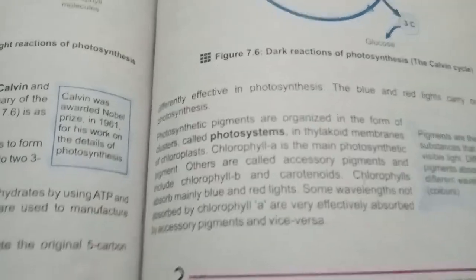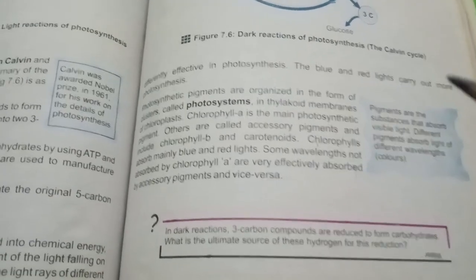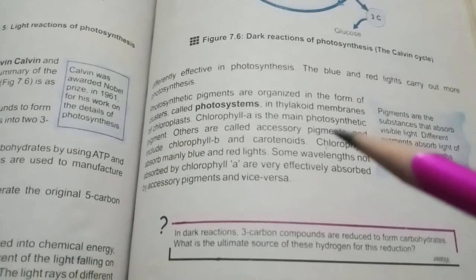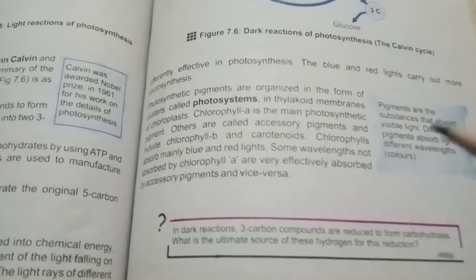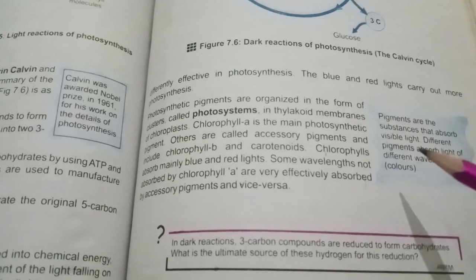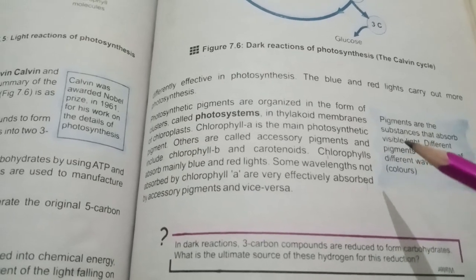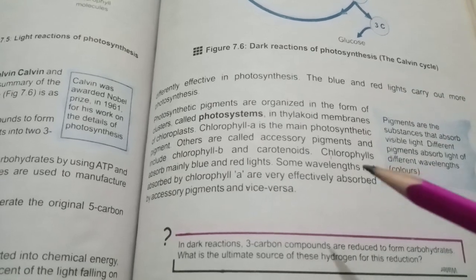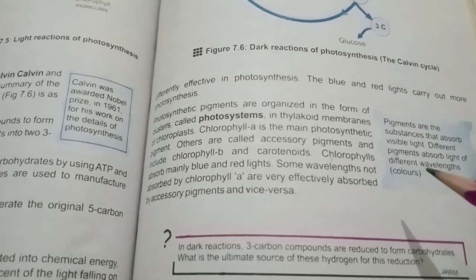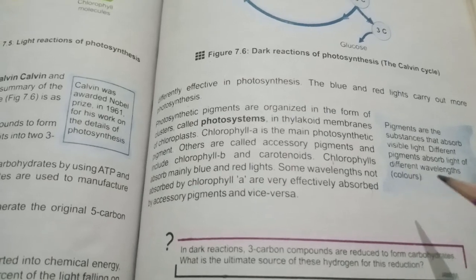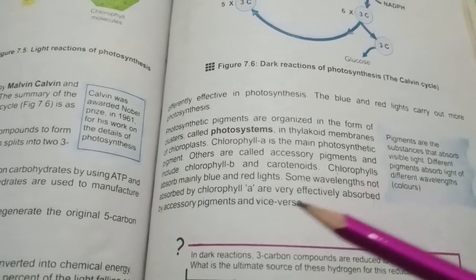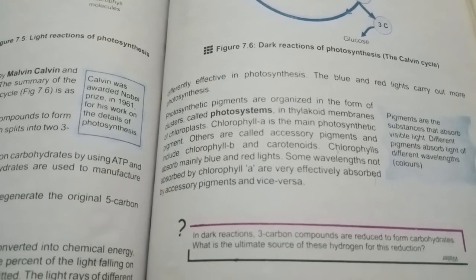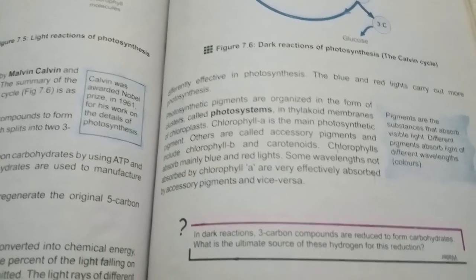Now a question arises here: what are the pigments that absorb light like blue light and red light? Pigments are substances that absorb visible light. It means substances that use visible light. Different pigments absorb light of different wavelengths or colors. So the very important light for photosynthesis in the light reaction is the blue light and the red light.